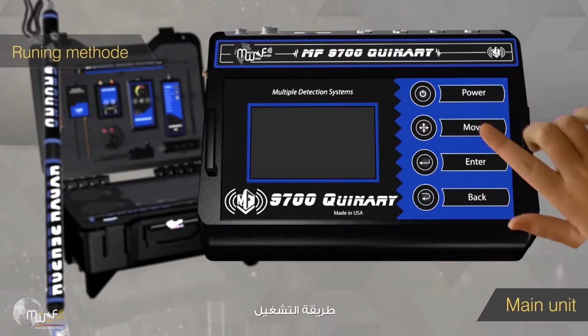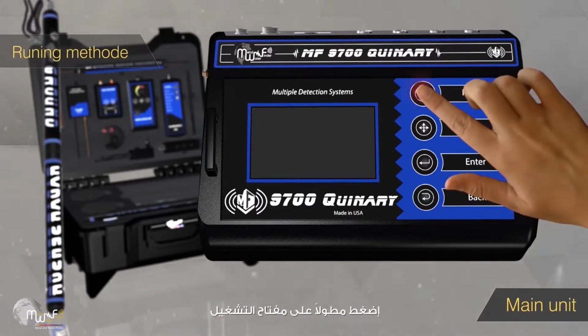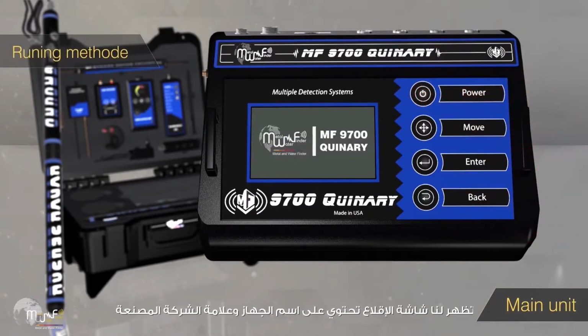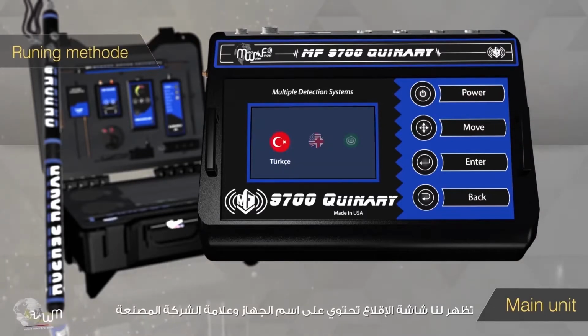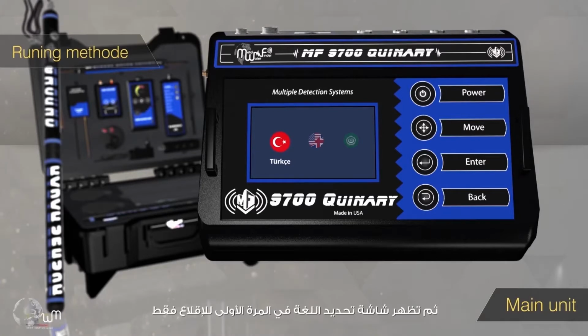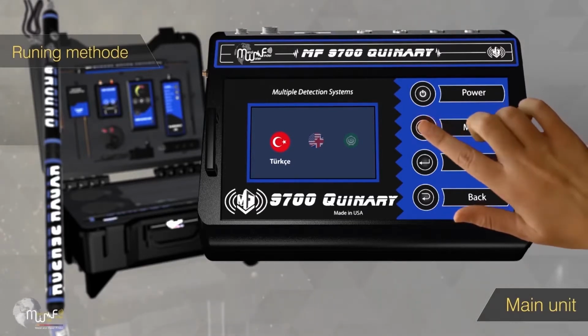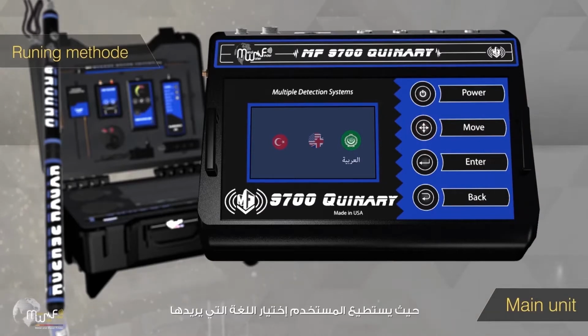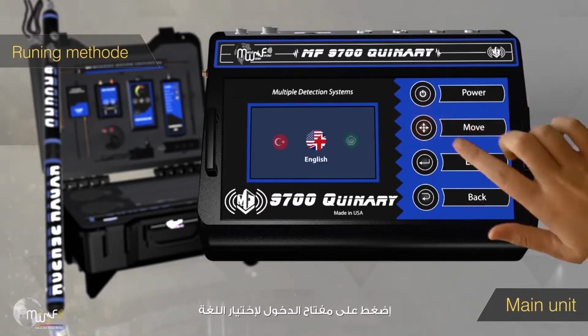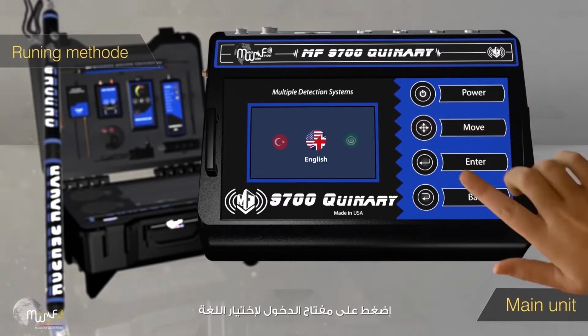Start operating. Press and hold on the power button. The boot screen will appear containing the device name and the manufacturer brands. Then the language selection screen will appear, which includes the languages supplied in the device, and the customer can request us the language they want. Press enter to choose the appropriate language.